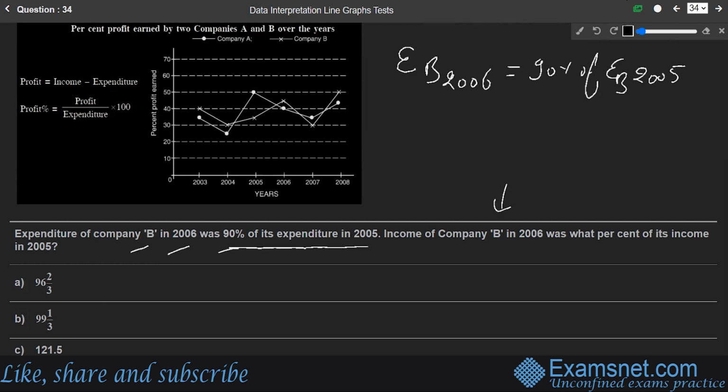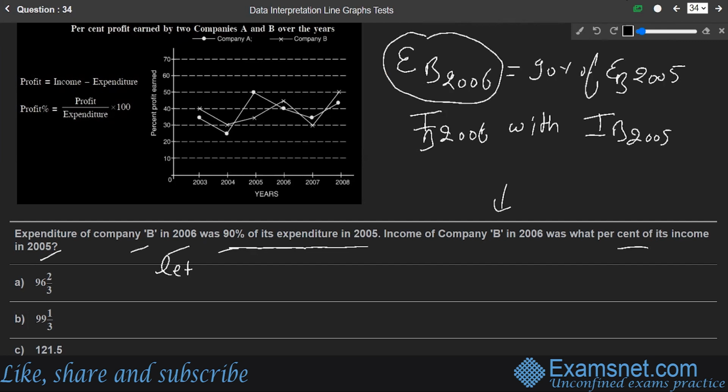Income of company B in 2006 was what percent of income in 2005? So we are supposed to find out the connection of income of B in 2006 with the income of B in 2005. So clearly the expenditure connection is given, and we are supposed to answer the income connection. For that, obviously we'll have to give a variable for expenditure, then only we can associate things. So very first, let us assign a variable X to the basic thing where the question will start.